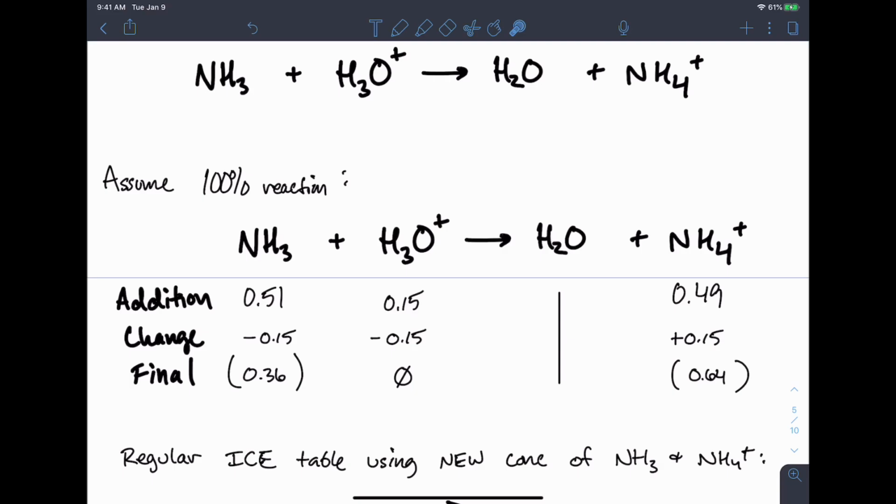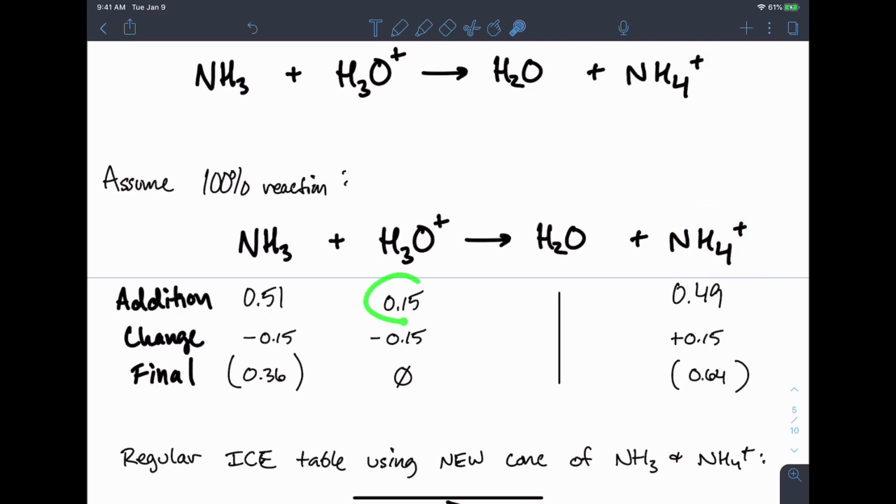So it has the same form as an ICE table, but really what we're doing is we're figuring out how our concentrations are going to change for our buffer components, so the weak base and the conjugate acid. And we're going to assume that all of the hydronium that was present at the beginning is going to react, and along with it, we're also going to change the concentrations of ammonia and ammonium.